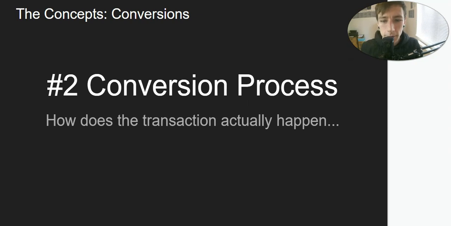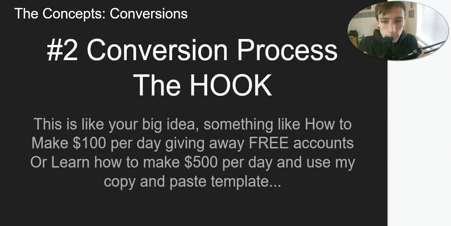Very first concept. Now, the second concept is the conversion process, and the question is, how does the transaction actually happen? Okay, so the very first part of this is your hook. Okay, and this is going to be like your big idea, and you're going to have maybe different hooks. So we had the AI employee system, we had the endless traffic gold mine, we had the financial freedom formula, we had the limitless lifestyle freedom blueprint course. These are different hooks that you can throw out in the marketplace.